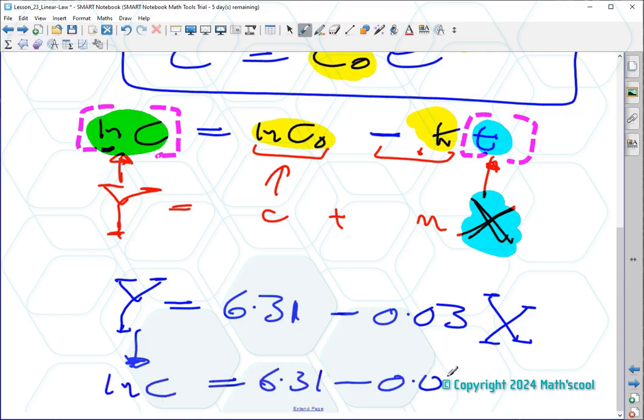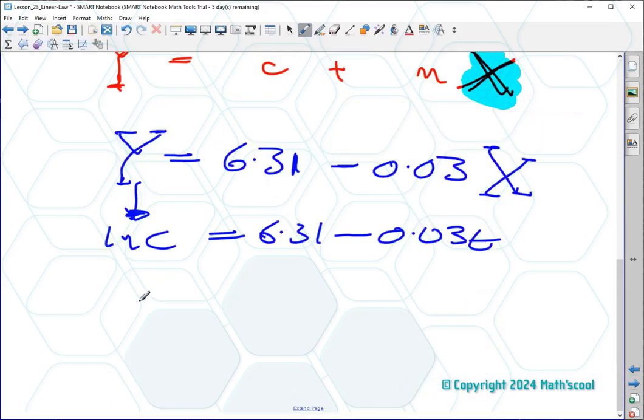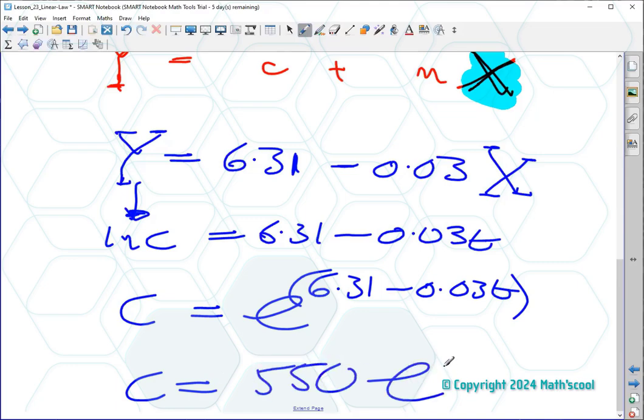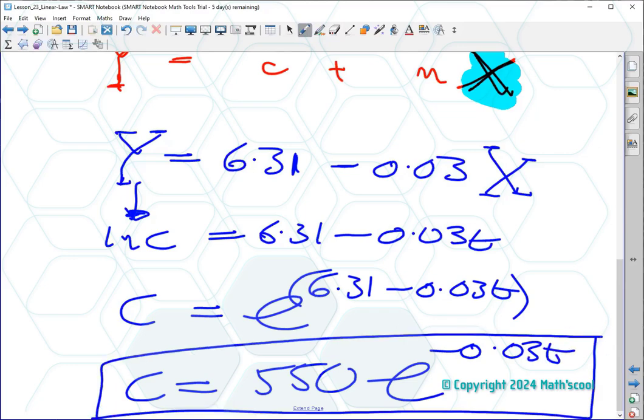And capital X stood for t. And then I'll do e to the power of both sides. That gives me C equals e to the 6.31 minus 0.03t. And then that gives me C equals e to the 6.31, which is 550. 550 e to the minus 0.03t. There's my model for that data.